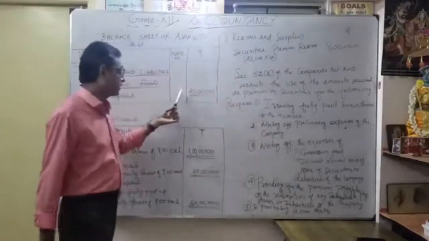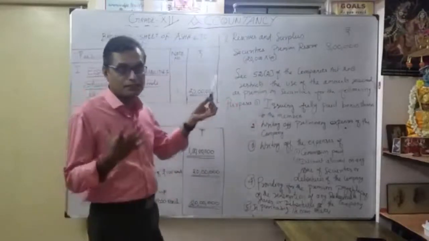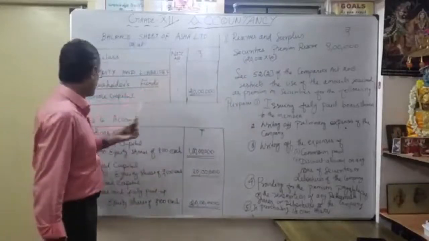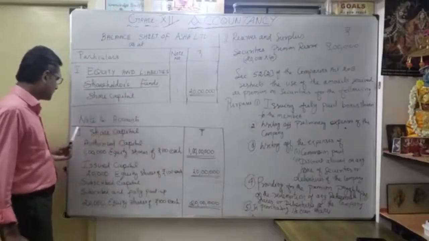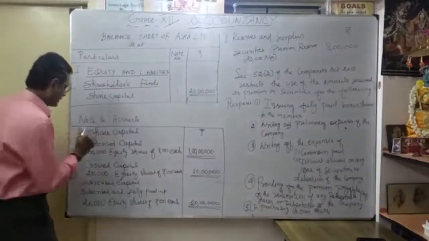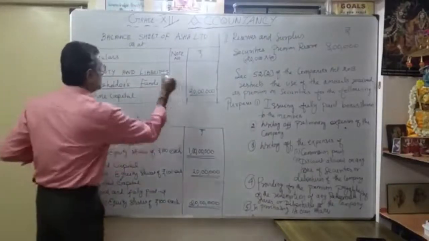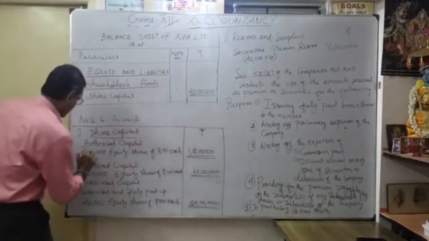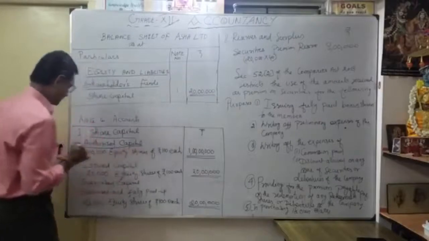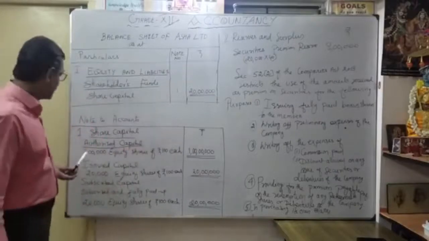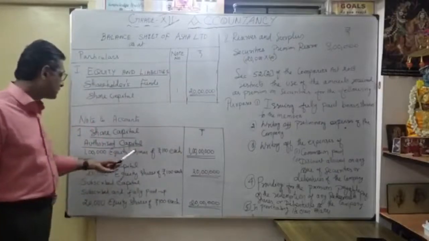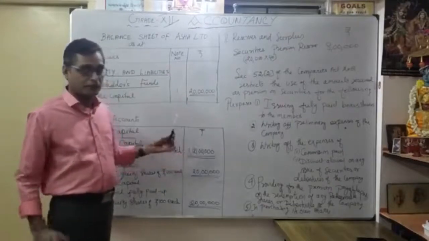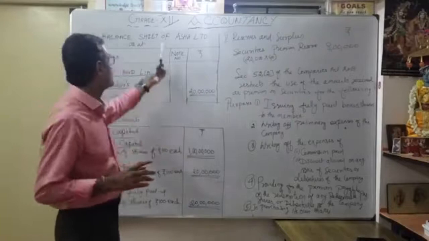The details of how the 20 lakhs were received, in what way, that is what we have to see in note number 1. That is the note to accounts, we have to see note number 1 under share capital. So under there, the first one is what? Authorized share capital, correct? You know already, 1 lakh equity shares of 100 each. So how much? 1 crore. That is our authorized share capital of Asha Limited.